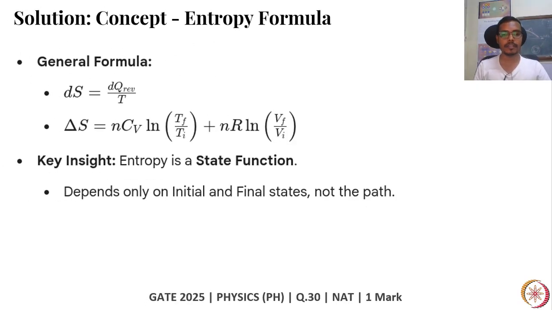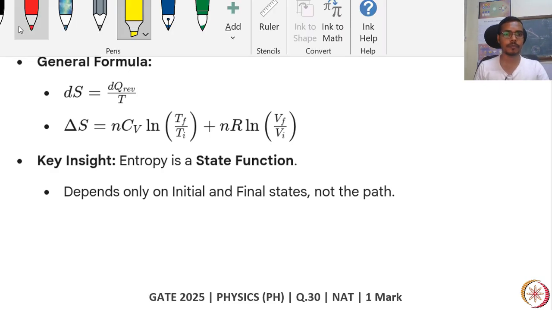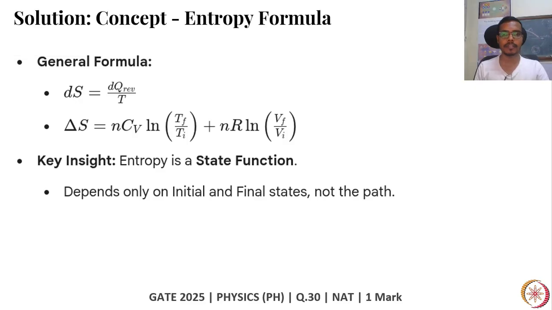To solve this, we recall the general formula for the entropy change of an ideal gas. This equation works for any process connecting two equilibrium states. The most important concept to remember here is that entropy is a state function. So this is the general formula for the change in entropy.